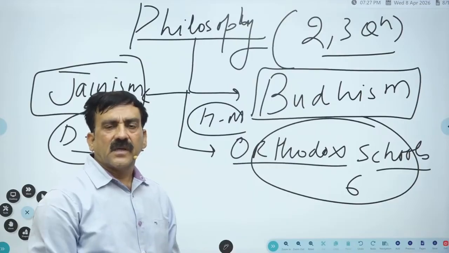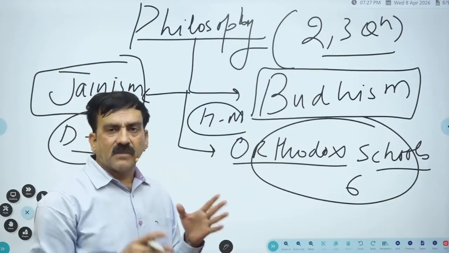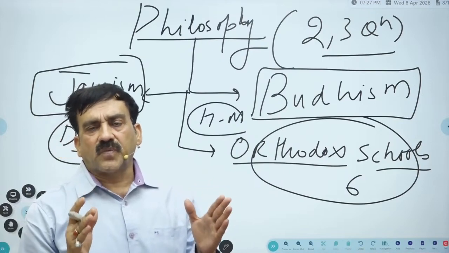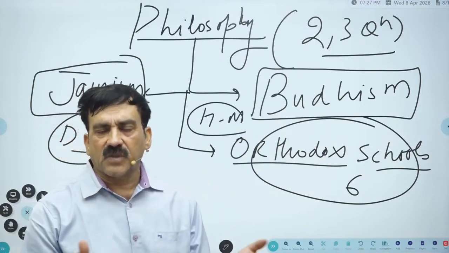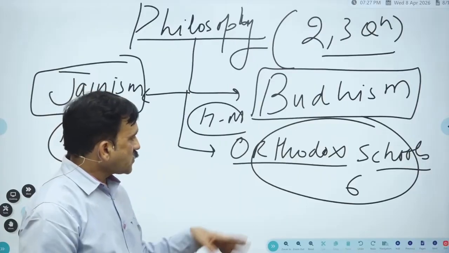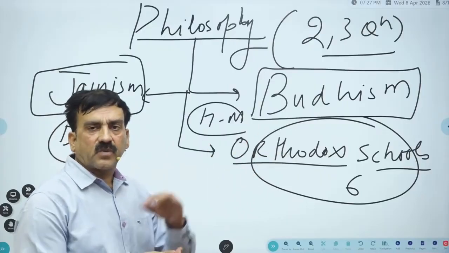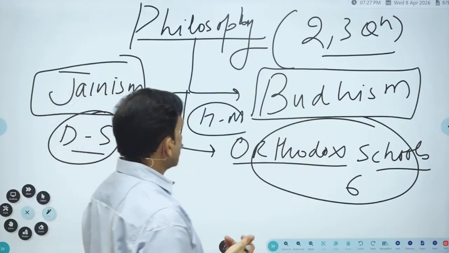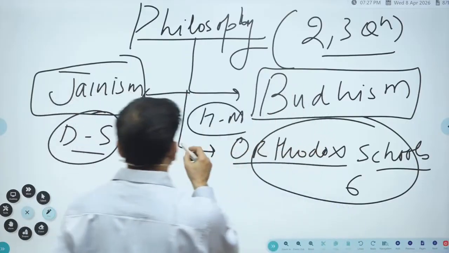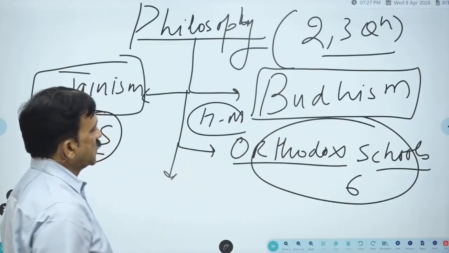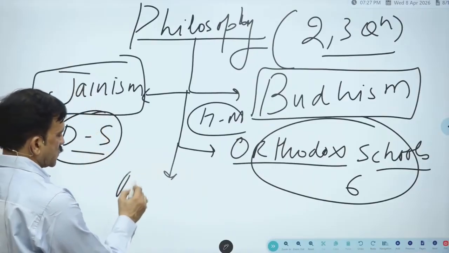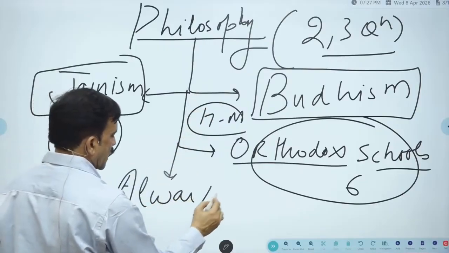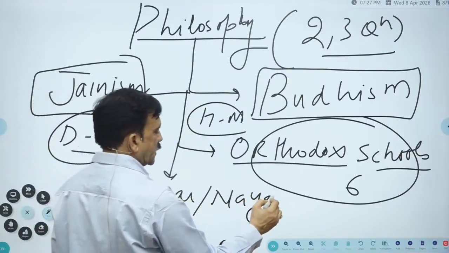So since we cannot discuss all this in detail, my motive is simply to expose the keystones where you have to pay attention in these 40 days. In Orthodox, we have 6 schools of philosophies. Go through it. Next component in philosophy will be the rise of the Alvar Nayanar movement in ancient India.